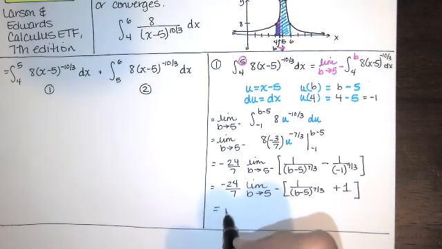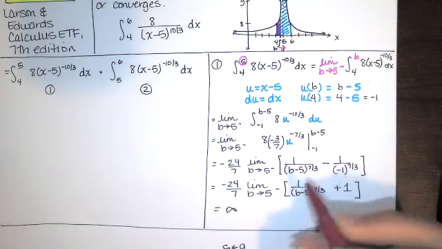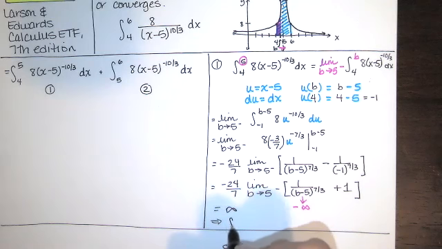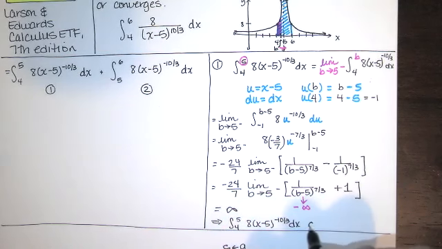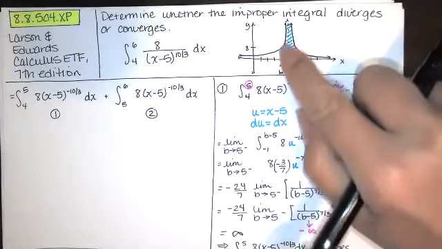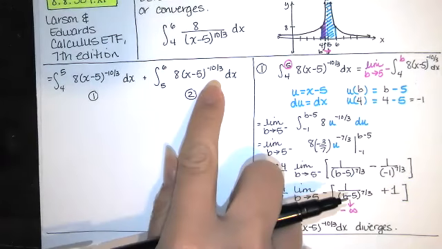So this limit is infinity, because this one single part goes to negative infinity, and then we have a negative times a negative gives us a positive. And that means this integral from 4 to 5 of 8 times x minus 5 to the negative 10/3 diverges. And it diverges in a special way. It diverges to infinity. So we can almost think of that area there as infinite. Since this one diverges, this one diverges.